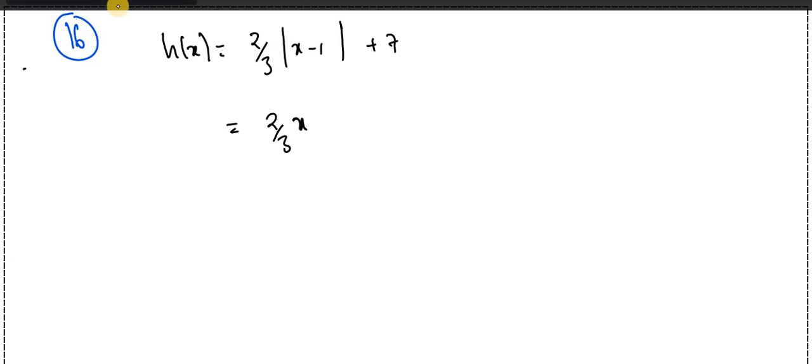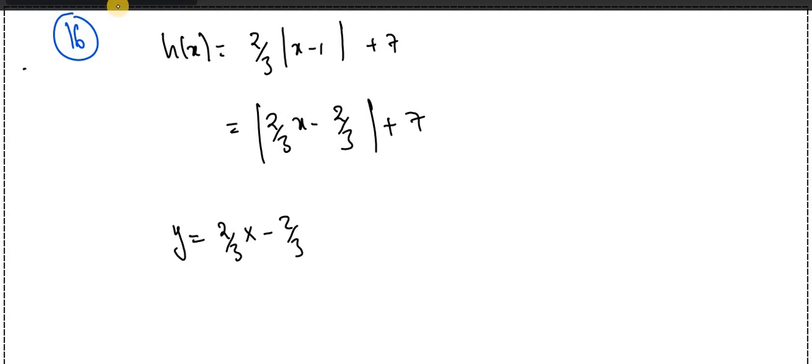So question 16, you are given h of x to be 2/3 times x minus 1, then plus a 7. This is 2/3 x minus 2/3, then plus a 7. Then when you solve this part, we're just saying when you let y be equal to 2/3 x minus 2/3, when you equate this to 0, when x is equal to 0, we can make a table for it if you so wish.